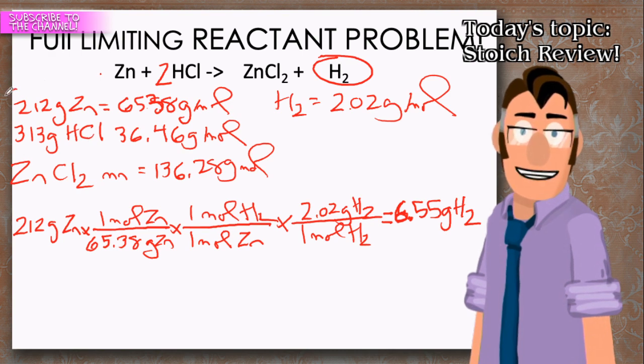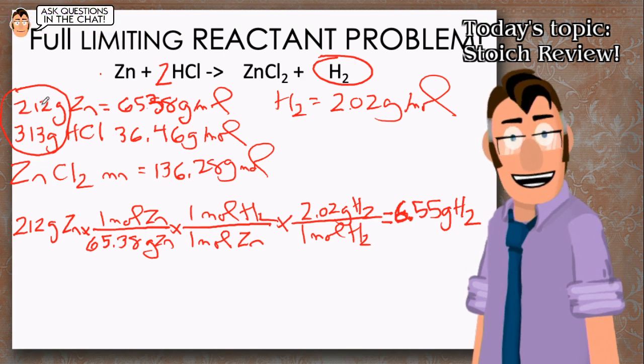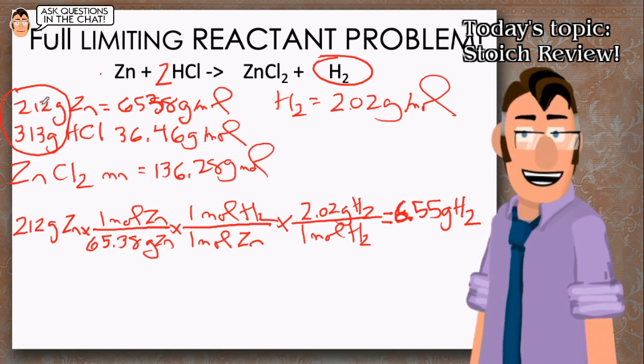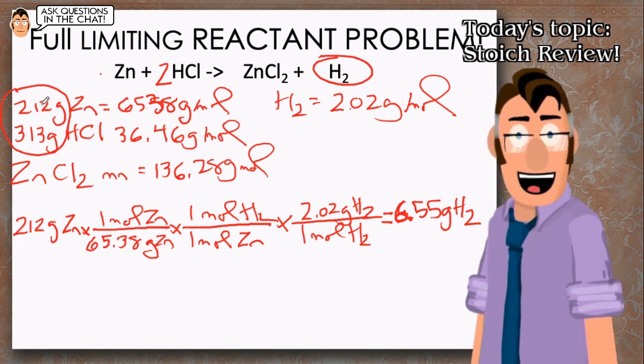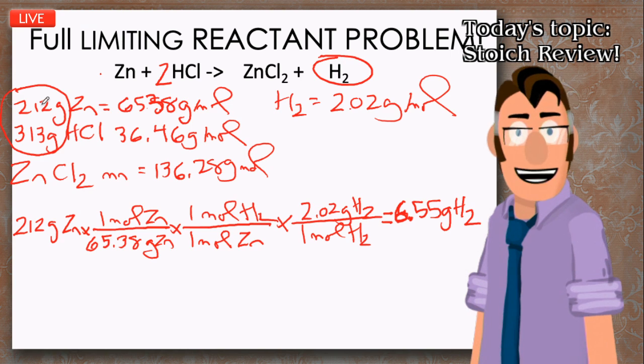So again, where did these numbers come from? I arbitrarily picked these numbers. You guys get to make your own reaction here. Pick numbers that are relatively close to each other. Don't pick numbers where it's going to be totally obvious what the limiting reactant is. That's not quite as much fun.